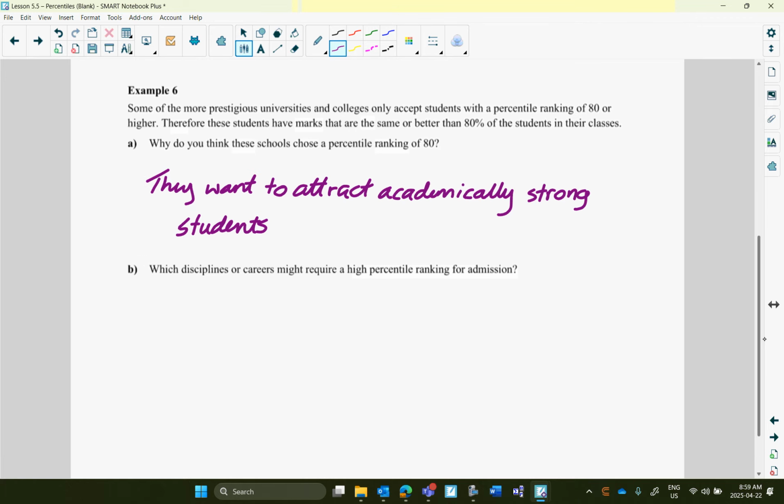Can you think of where they might use these? Where can you think of any programs where you have to write an entrance exam as part of admission to that program? There is one, medicine. You have to write the MCAT, right? So they would consider the percentile rank from there. So medicine would definitely be one. Another one where you have to write an entrance exam, law. You have to write the LSAT.